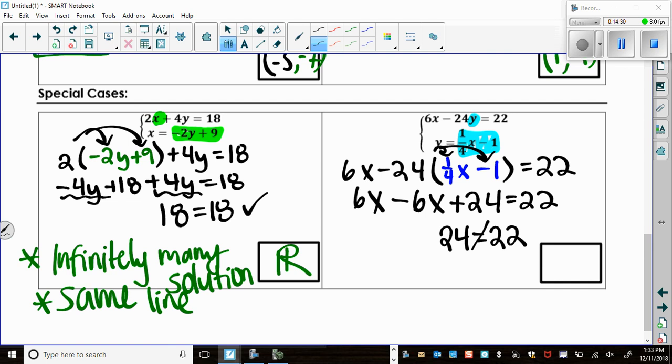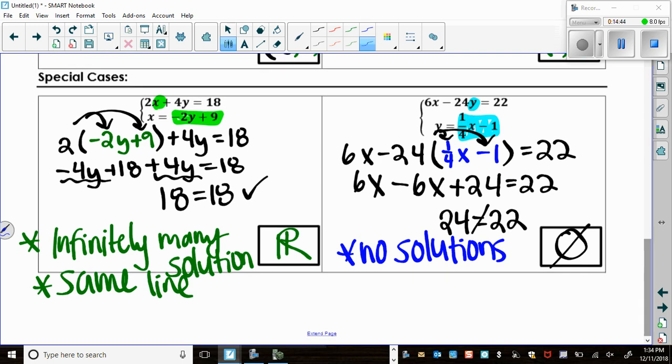Well, this is false. This is not a true statement. So this has no solution. This has no solution here. So these two types of lines, if I were to graph them, are parallel lines. They don't have an intersection point, and they just have the same slope. They'll never meet. So that is the substitution method for you guys.